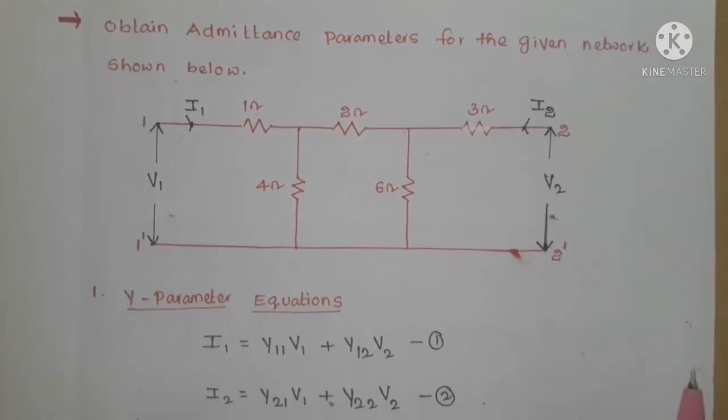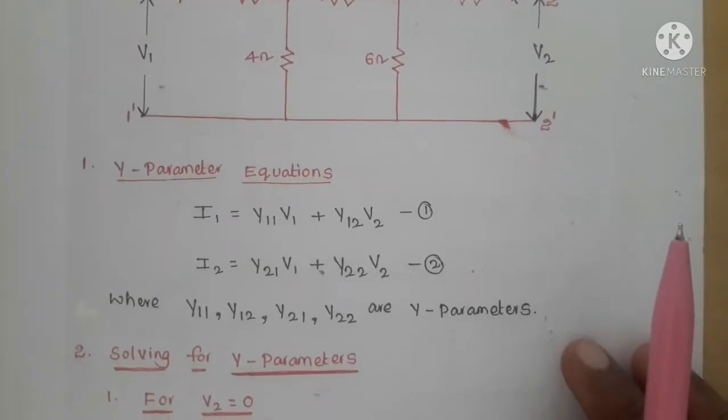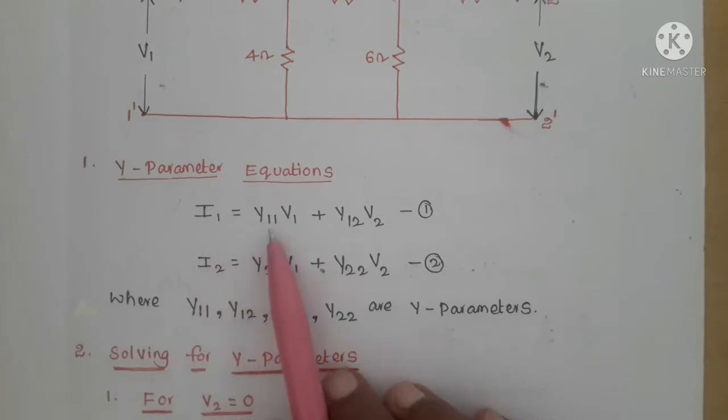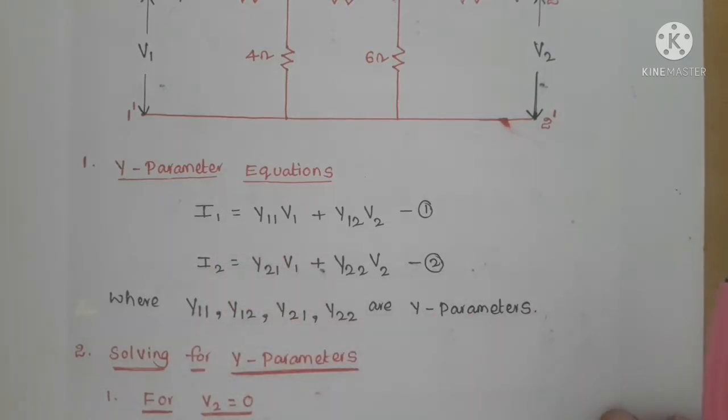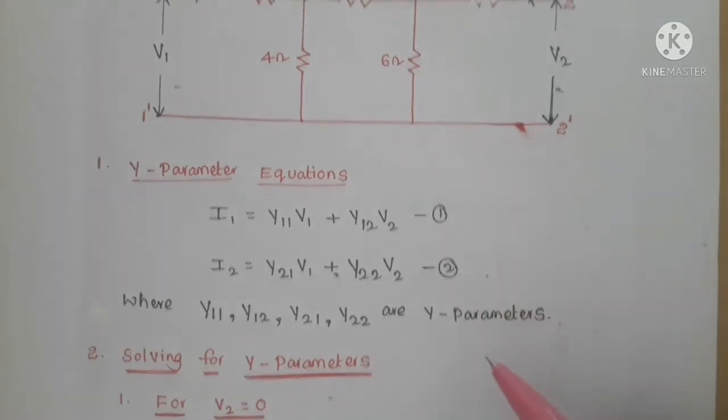So first we have to write the Y parameter equations. The Y parameter equations are I1 equal to Y11 V1 plus Y12 V2, and I2 equal to Y21 V1 plus Y22 V2, where Y11, Y12, Y21, Y22 are the Y parameters. Now our purpose is to solve for the Y parameters. So how can we solve for Y parameters?